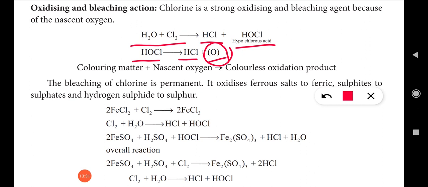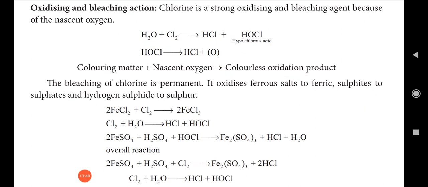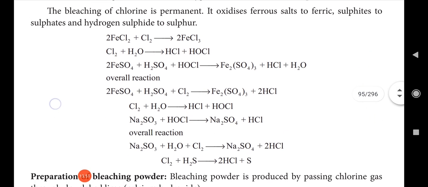So how? If coloring matter is mixed with nascent oxygen, it produces a colorless oxidation product. The nascent oxygen converts a coloring matter into a colorless oxidation product, so finally you get a colorless product. Then the bleaching of chlorine is permanent. We already saw the bleaching purposes of sulfur dioxide, but that is not permanent. But this one is permanent. The bleaching of chlorine is permanent.